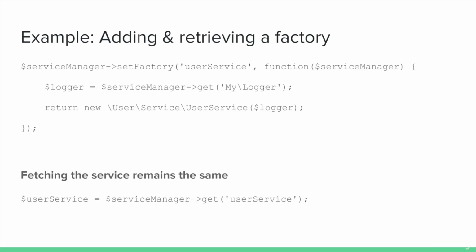The great thing about this is that fetching the service remains the same, as you can see at the bottom of the slide. So we don't need to worry about which kind of service we are retrieving or how the logic is implemented, if it's an invokable or factory or anything else. We just fetch it by name, and that's all.